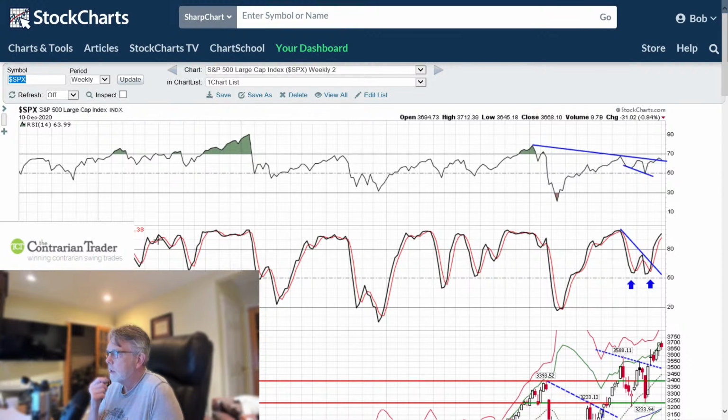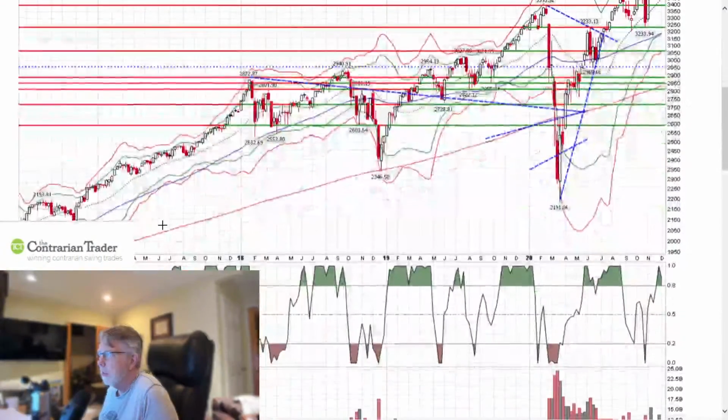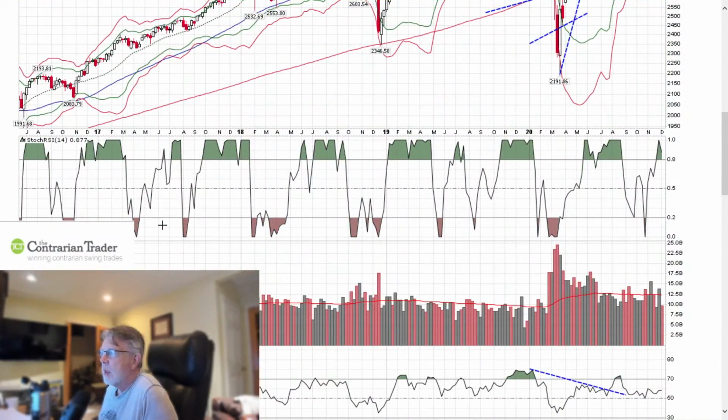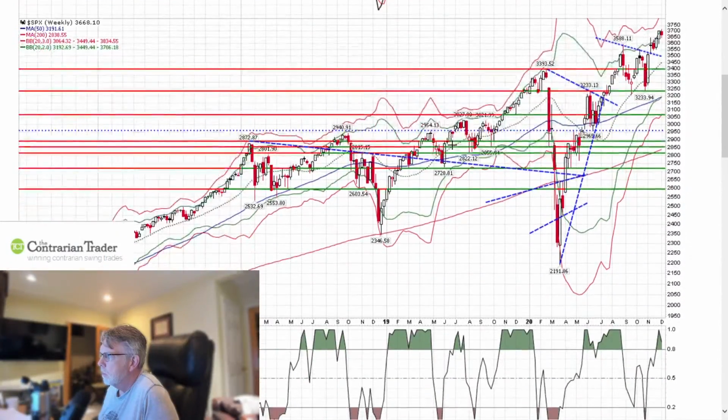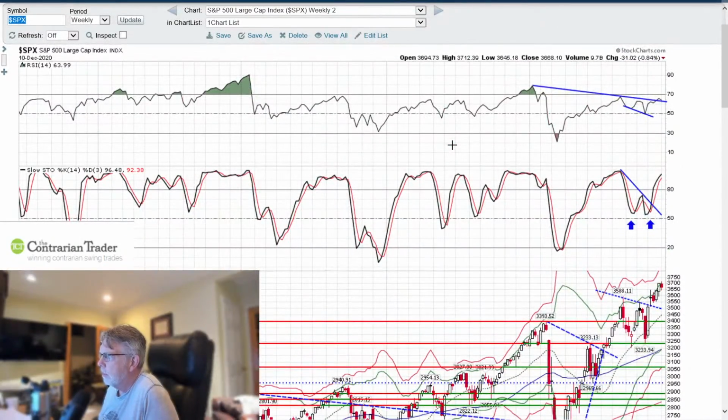S&P 500 weekly time frame. Down on the week, over 0.75 percentage point. How's our volume? Volume set to roll in below average. So not horrific volume. The indicators still look strong here.